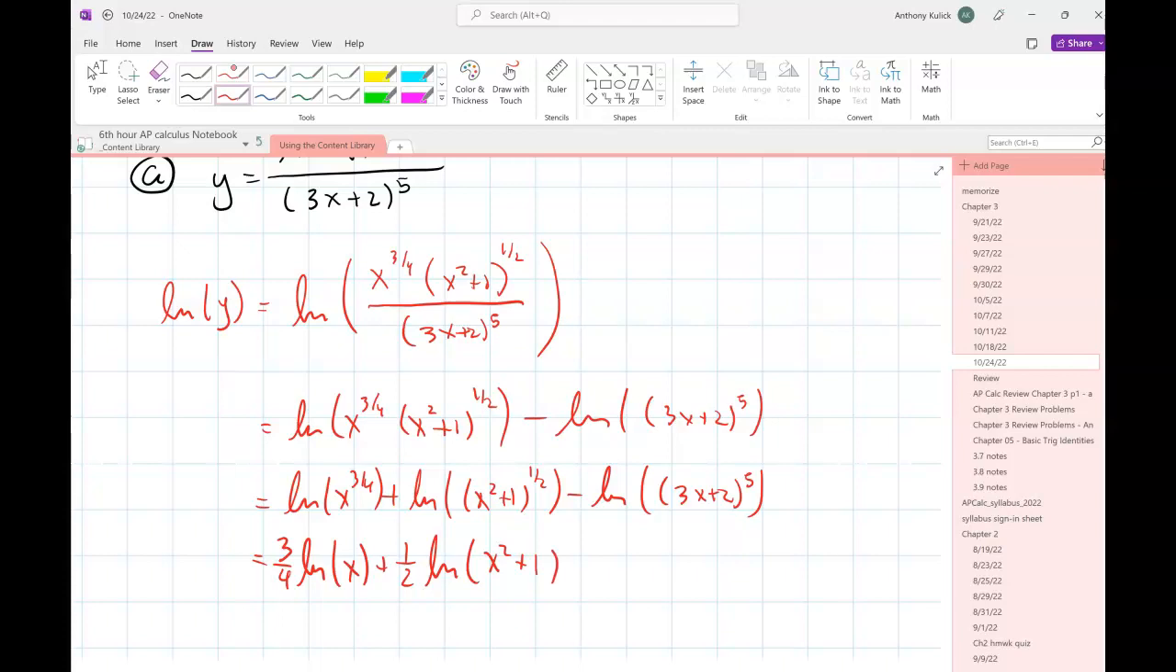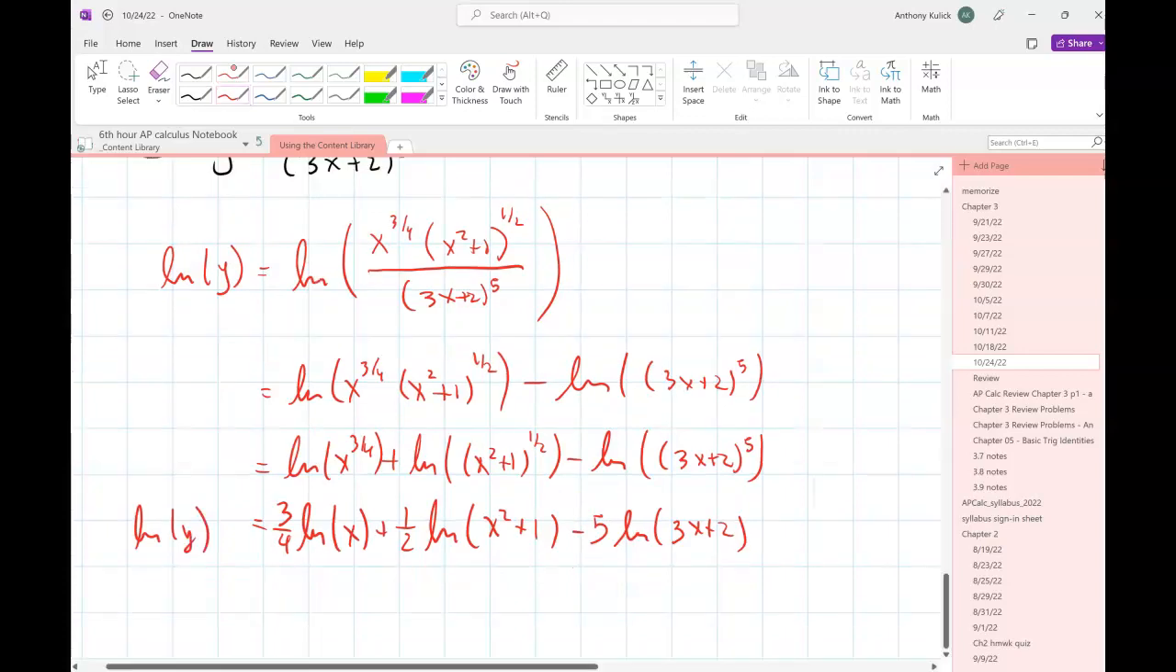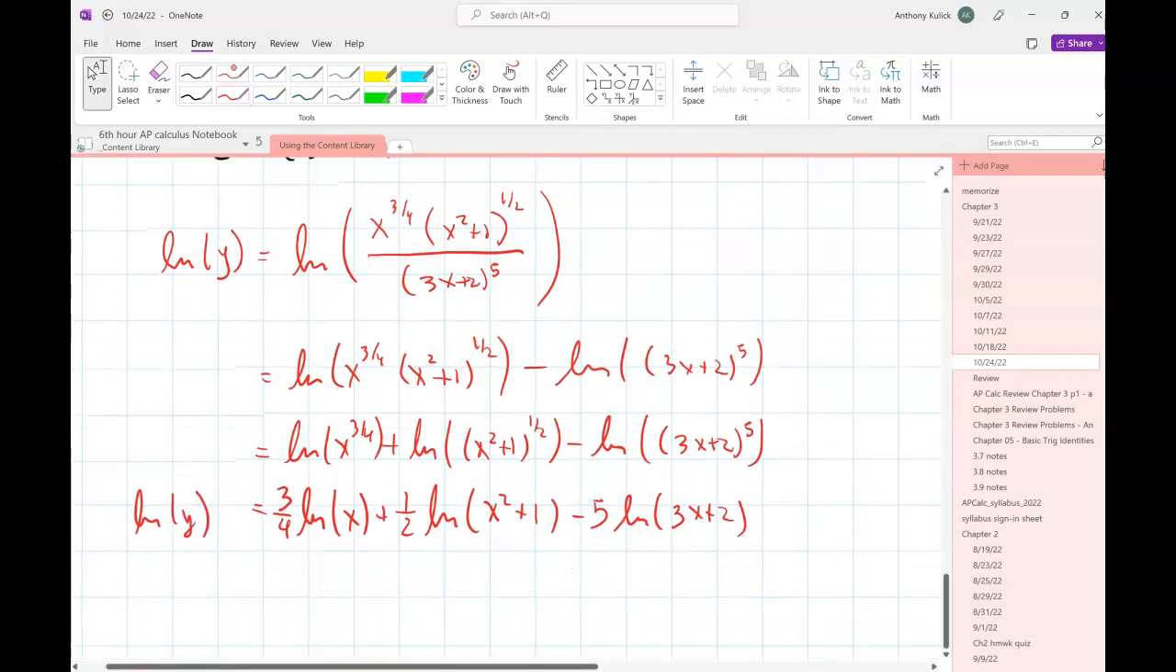Worth pointing out here that I've yet to do any calculus. This is all like Algebra 2 level stuff that I've done to this point. But now I've got this thing fully expanded out. Now I'm ready to do the calculus, so I'm going to take the derivative of both sides.